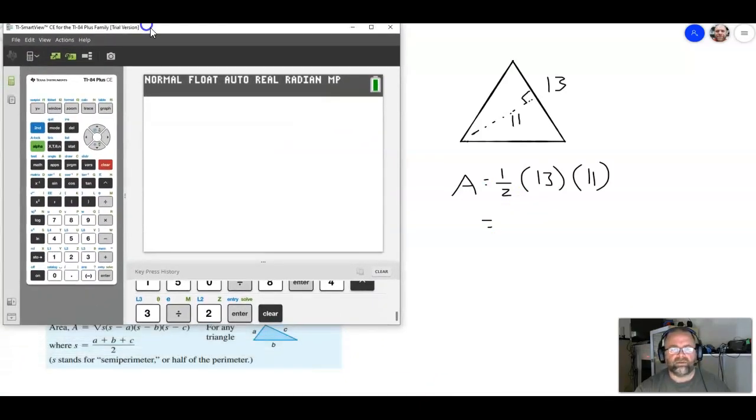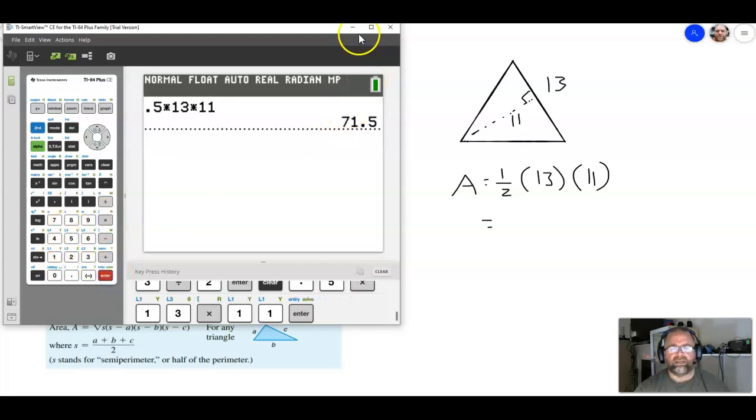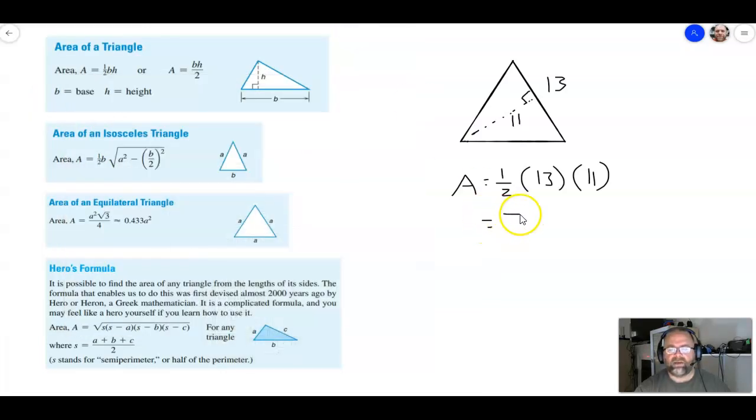So for this one, I could write 1/2 is 0.5 if I want. 0.5 times 13 times 11. And I'm going to get 71.5. So that would be 71.5. And remember, if we were talking about, let's say this was in meters here, and this was in meters, then this would be meters squared.